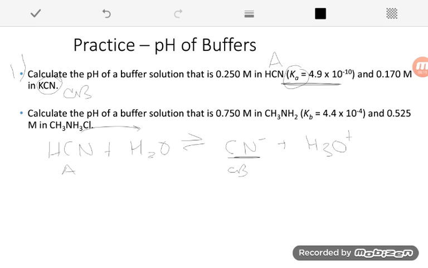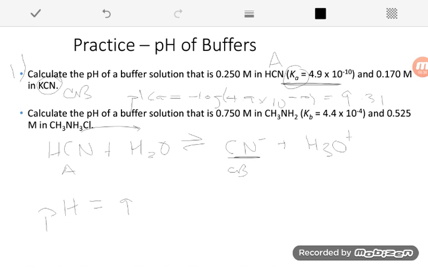So first of all, instead of the Ka, I need the pKa, which, good news, is really easy, it's just the negative log of the Ka. So the negative log of 4.9 times 10 to the negative 10. We plug that into my calculator and we get 9.31. So now we just use the Henderson-Hasselbalch.